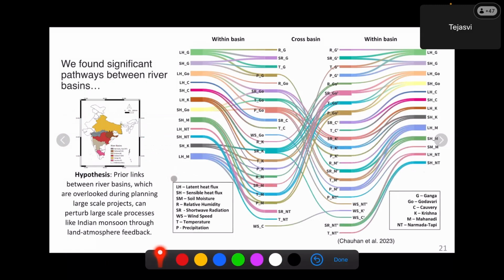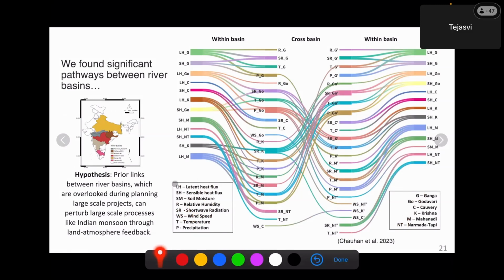On each river basin, we consider these hydrometeorological variables: latent heat, sensible heat, soil moisture. These three are on land. And then there are some atmospheric variables: relative humidity, shortwave radiation, wind speed, temperature, precipitation. And these are the basins considered.